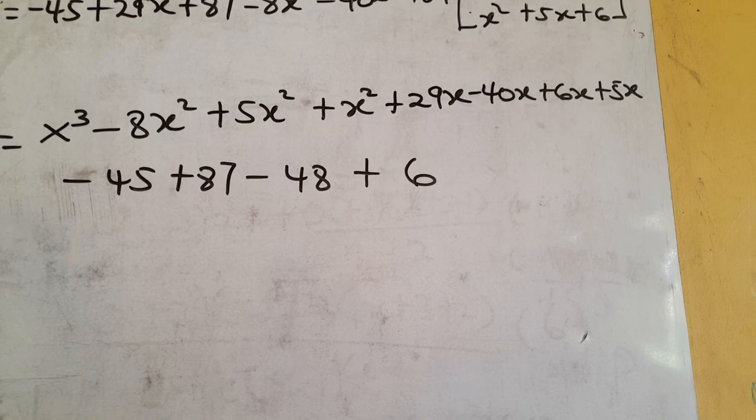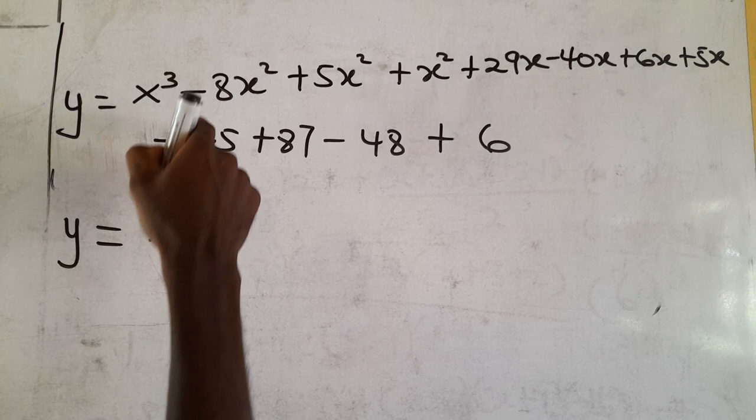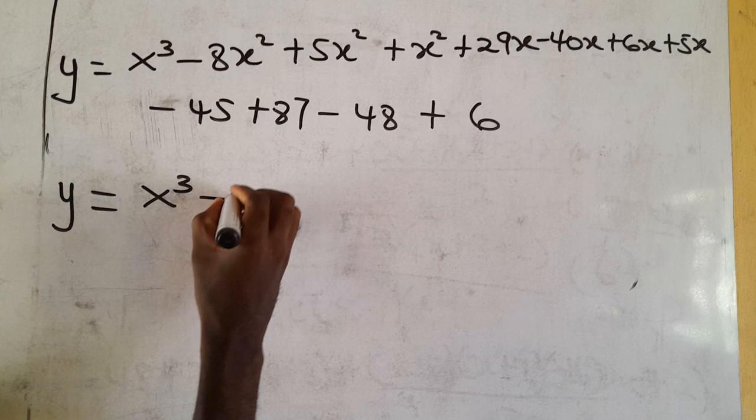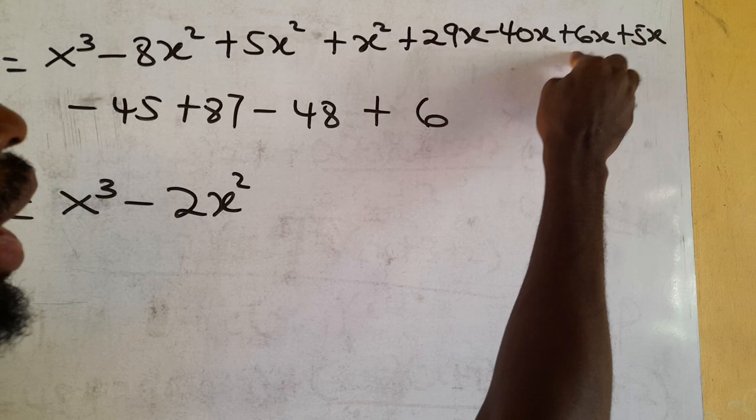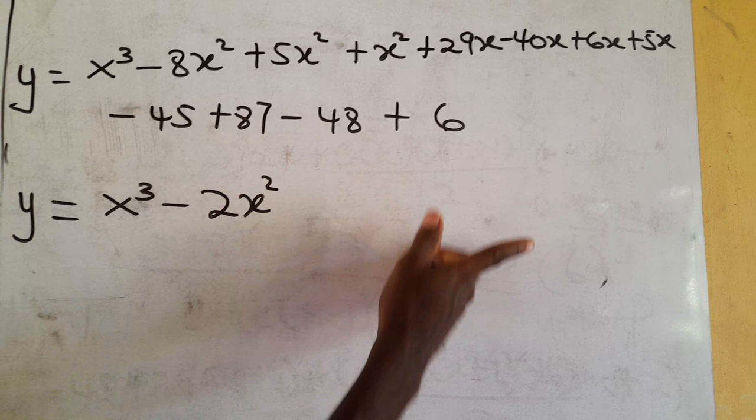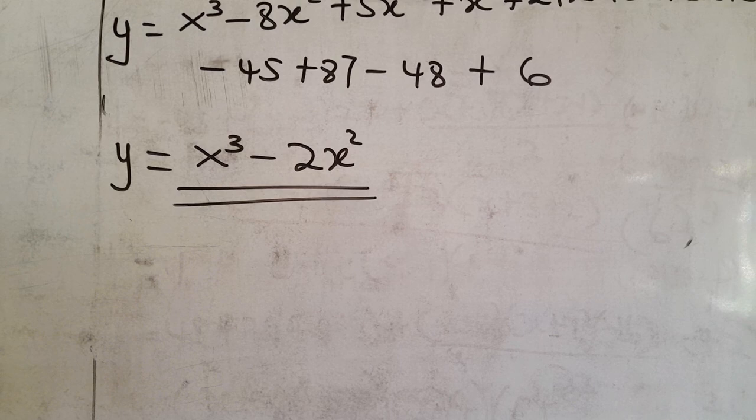So let's simplify. Our y will be equal to x cubed minus 8x squared plus 5x squared will be minus 3x squared, plus x squared will be minus 2x squared. Now 29x minus 40x plus 6x plus 5x will be 0. Negative 45 plus 87 minus 48 plus 6 will also be 0. Then we can say this is our polynomial function that connects the x to the y. I hope this has been very interesting.